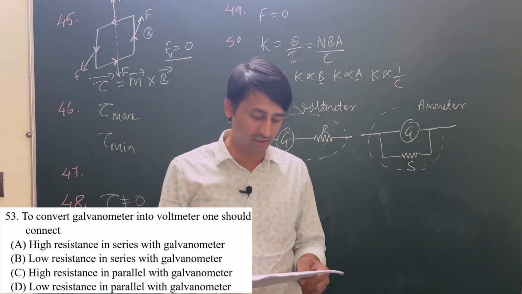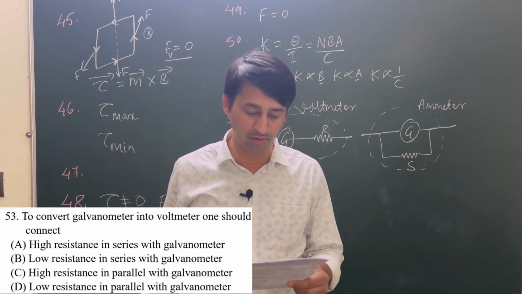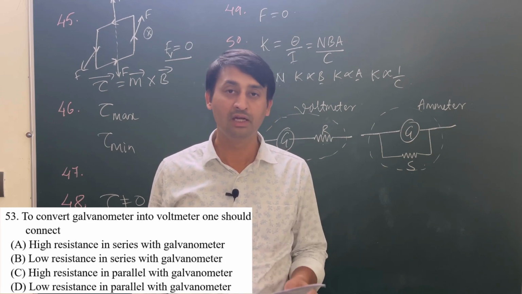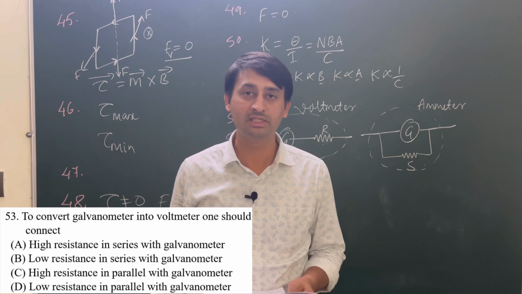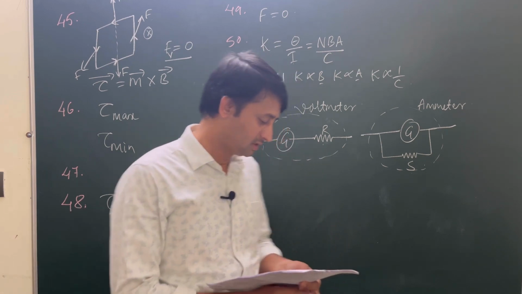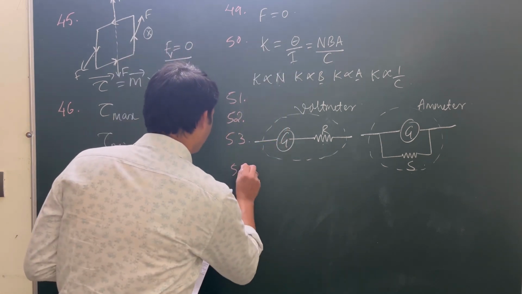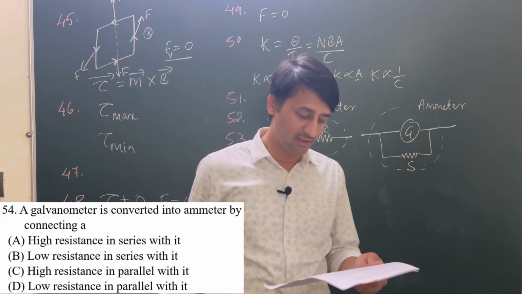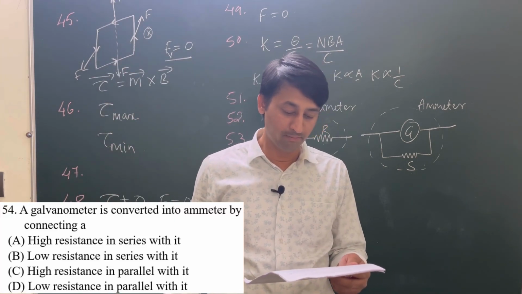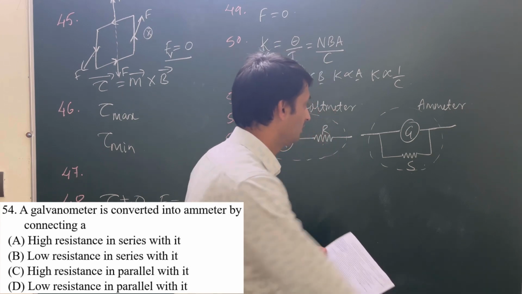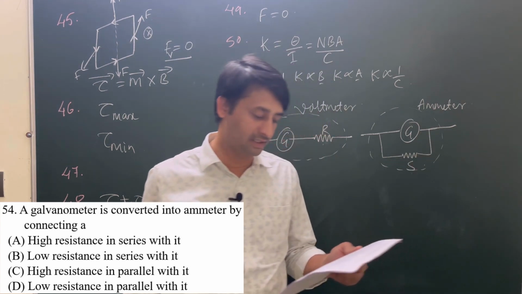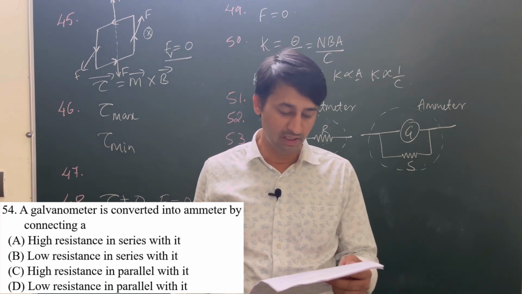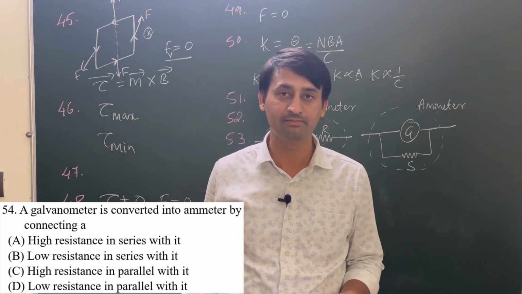Okay, here, to convert a galvanometer into voltmeter, one should connect a high resistance in series with galvanometer. Option A is the correct answer. Next question number 54. A galvanometer is converted into ammeter by connecting a, okay, to convert it into ammeter, we have to connect a low resistance in parallel with it. Option D is the correct answer.